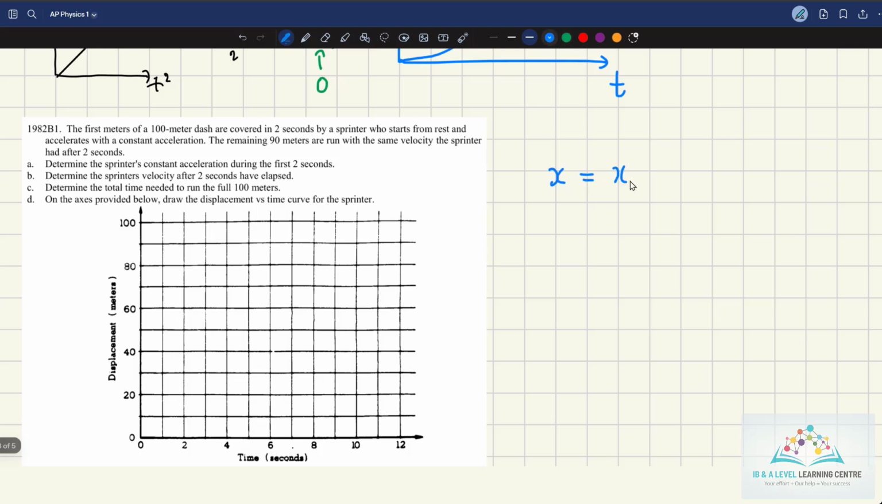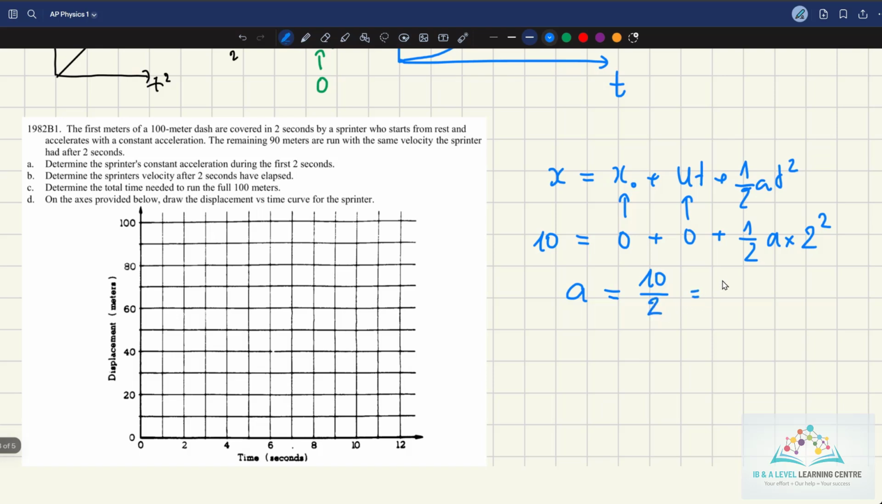x equals x0 plus ut plus 1 half at squared. x0 here is 0, initial velocity is also 0. We have 10 meter equals this one plus 1 half acceleration times the square of 2. So acceleration is 10 over 2, which is 5. It's 5 meter per second squared.